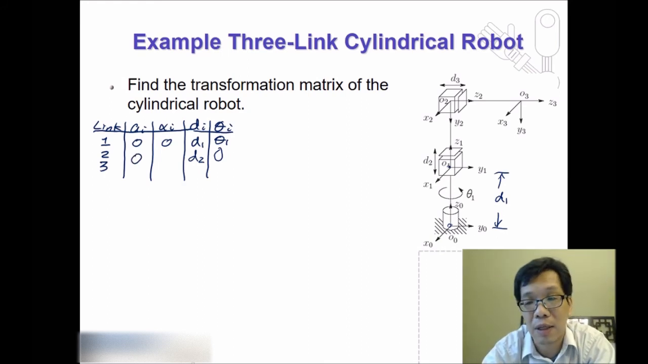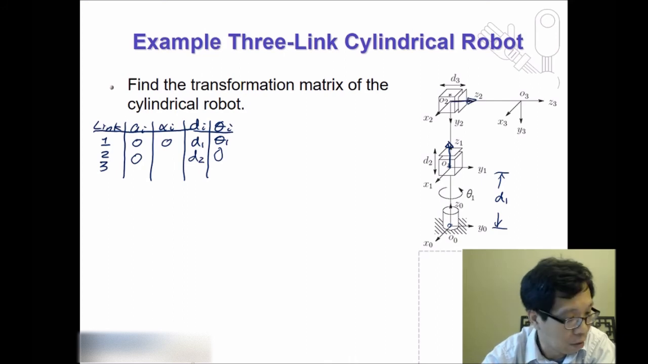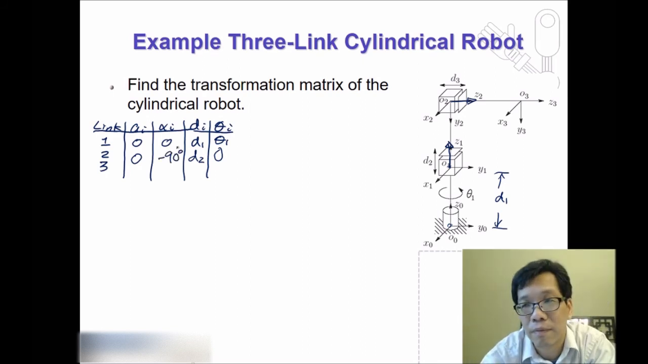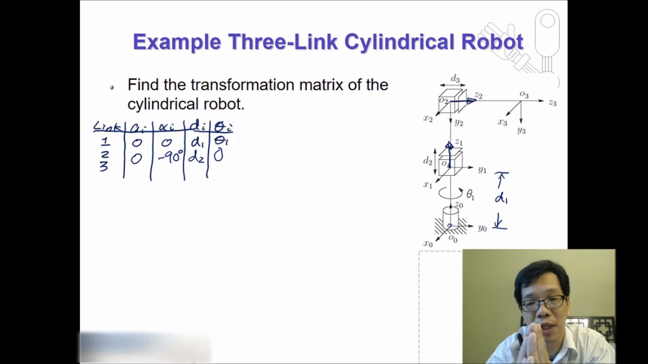Nothing fancy. This time, be careful because my z1 is this direction, my z2 is this direction. So the angle between those two is going to be minus 90 degrees. Since they are not along the same line, we must identify what is the angle between those two z-axes.